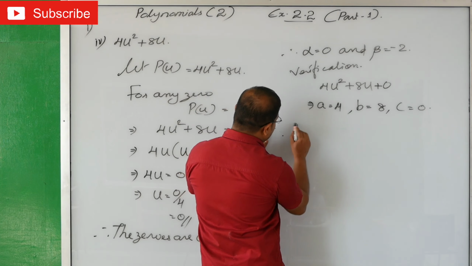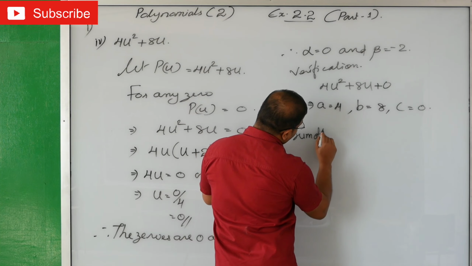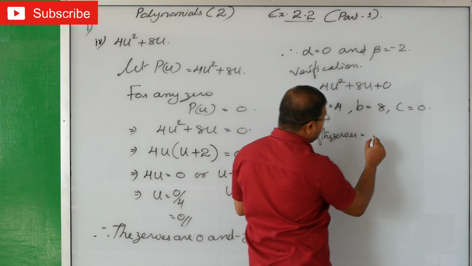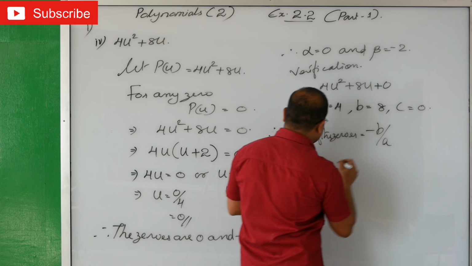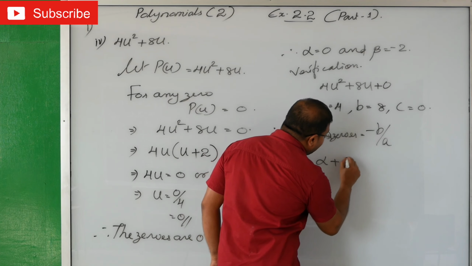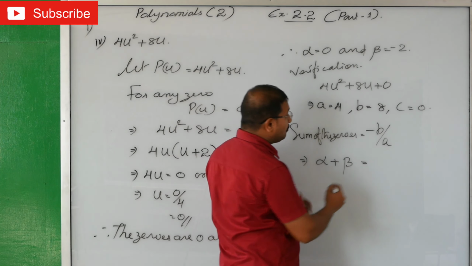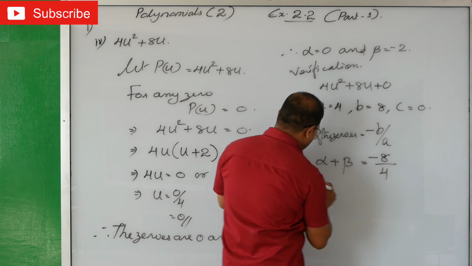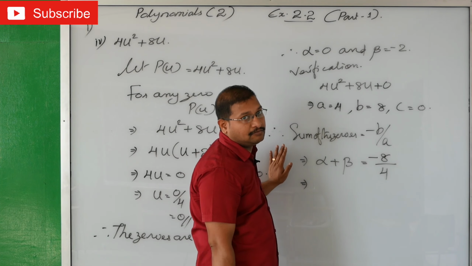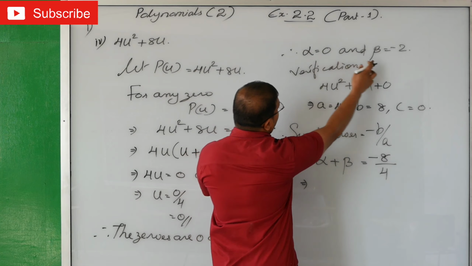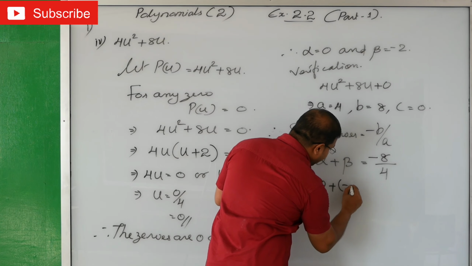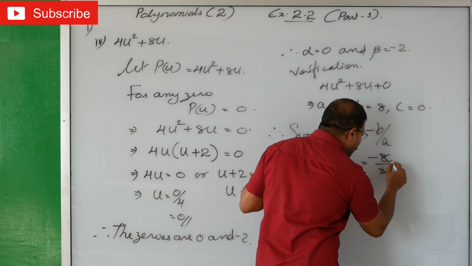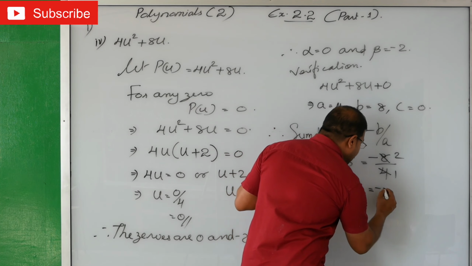Therefore, sum of the zeros equals minus b by a. Sum means alpha plus beta equals minus b, which is 8, by a, which is 4. But sum means what you'll do? Alpha plus beta means 0 plus minus 2 equals. Now we'll cancel. 4 ones are 4, 4 twos are 8, so we'll get minus 2.